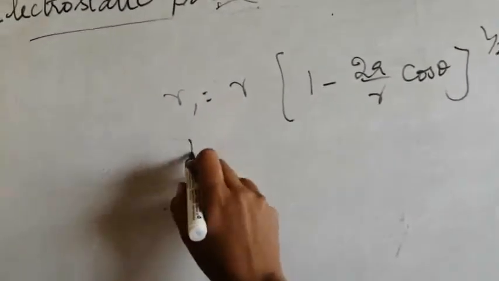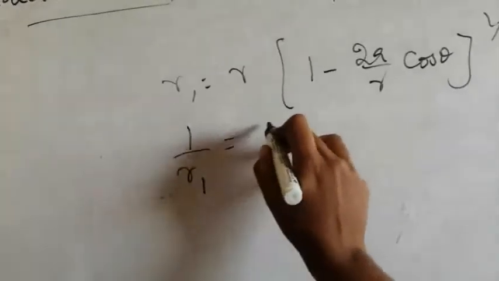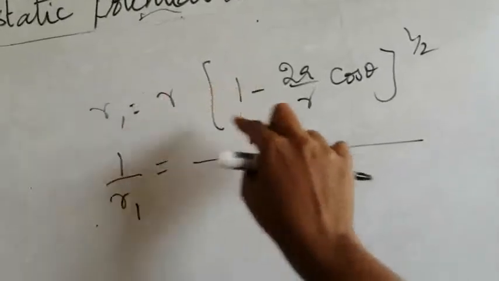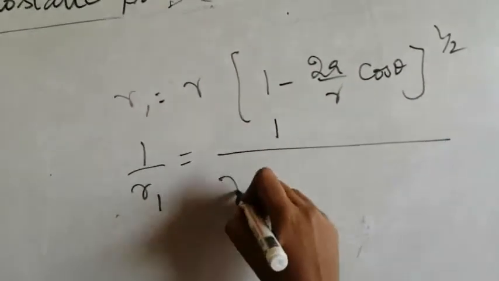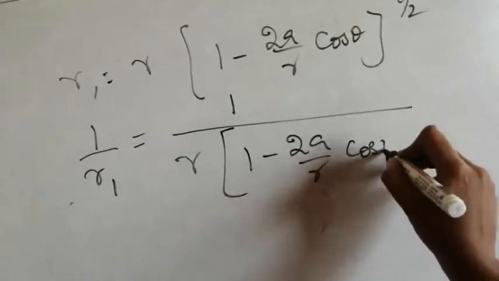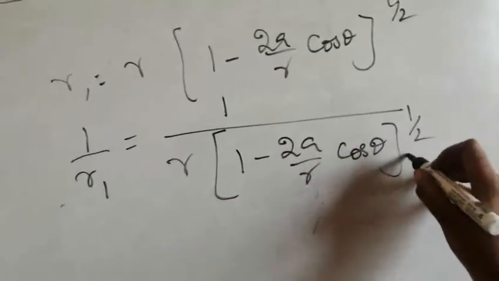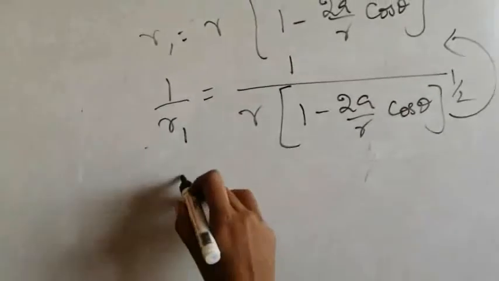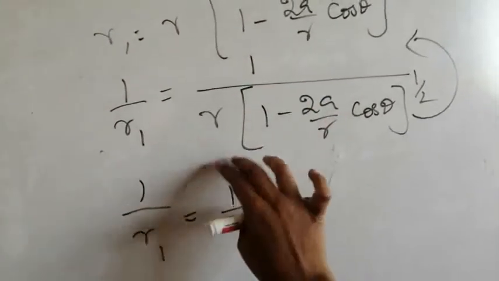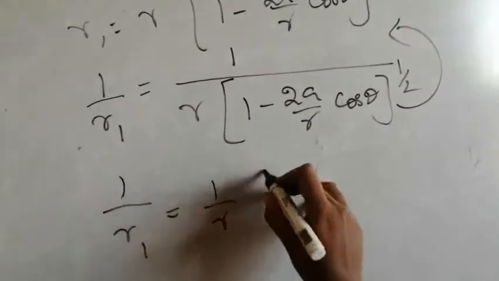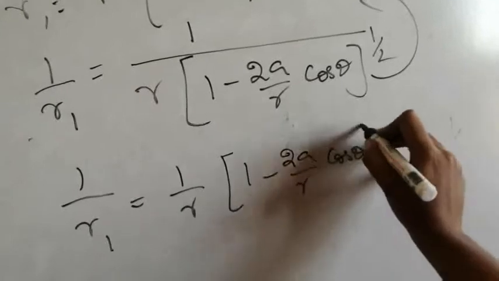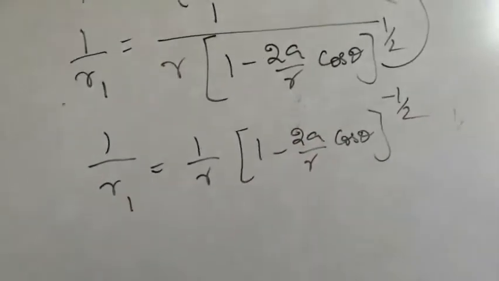So I have to find the value of 1 by r1. So it is 1 by r1. So for this term also 1 divided by r into 1 minus 2a by r cos theta whole power 1 by 2. Bring this part to the numerator. You will have it as 1 by r1 equal to 1 by r. This term alone I am bringing to the top. It is 1 minus 2a by r cos theta whole power minus 1 by 2.